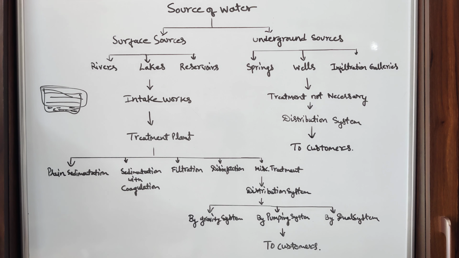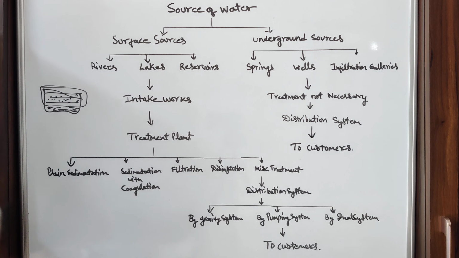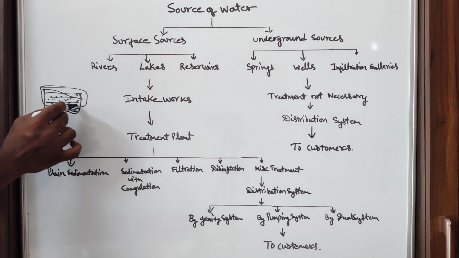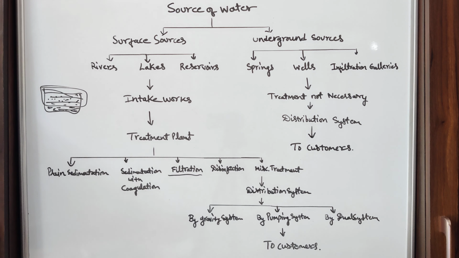Next comes sedimentation with coagulation. In this treatment process, we remove the suspended matter. Even after plain sedimentation, there will be certain materials suspended in water that will be removed in the sedimentation and coagulation process. Next comes the filtration process. In filtration, we remove the colloidal particles and the microorganisms present in the water. So we use different kinds of sieves and we filter the water.